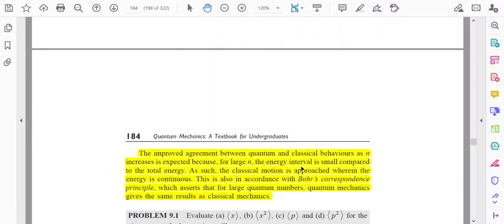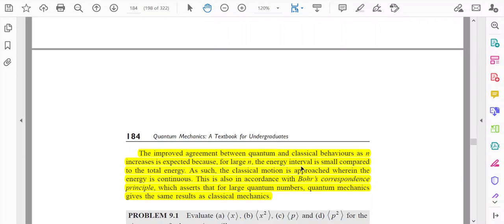Because we have already deduced that En is equal to n plus half into h cut omega. From this equation we can say that the values of the energy must be discrete. For different values of n we will obtain different energies. But when we consider very large n, the value of the total energy is very large compared to the energy interval. In that sense we can say that energy is almost continuous and it has approached the classical limit.